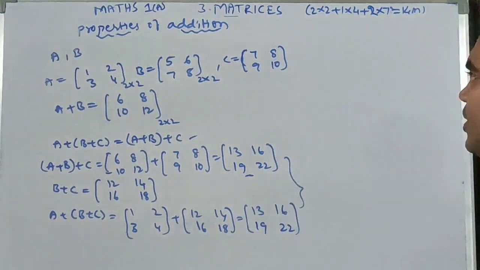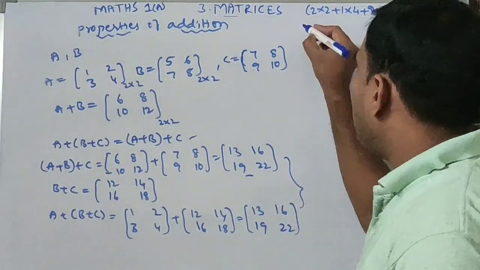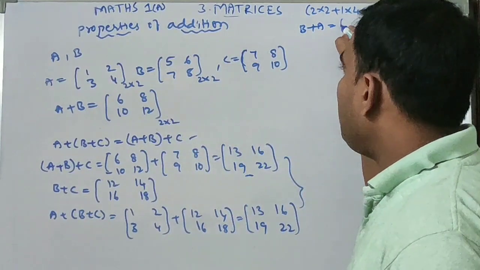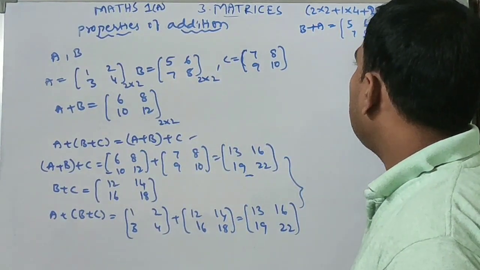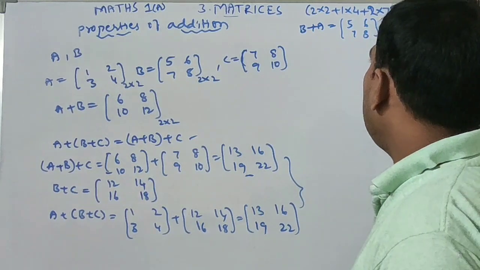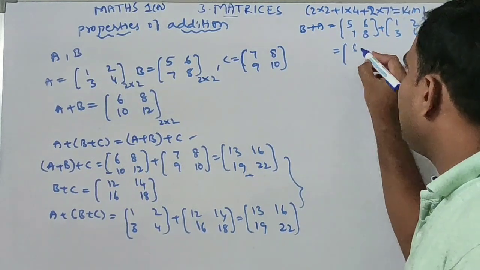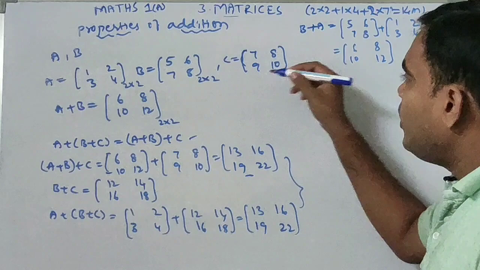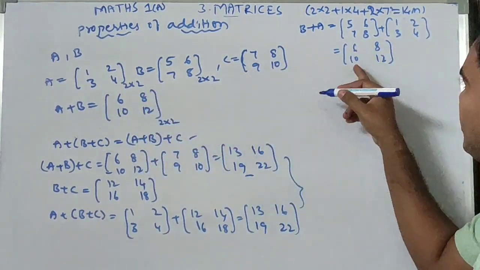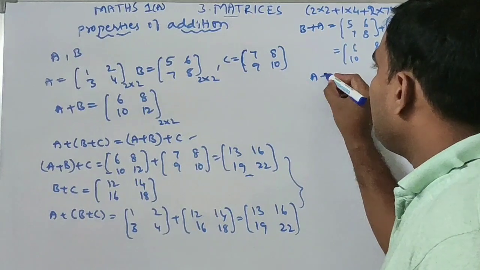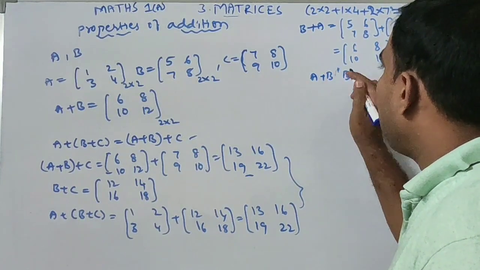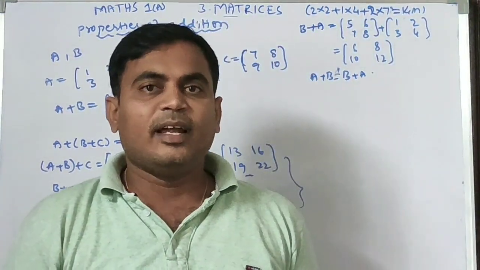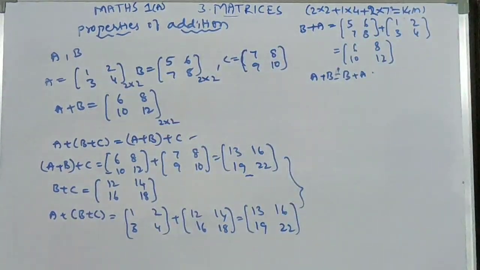Next, the commutative property. We already did A plus B. Now I want to find B plus A. B is 5, 6, 7, 8 plus 1, 2, 3, 4. Adding: 5 plus 1 is 6, 6 plus 2 is 8, 7 plus 3 is 10, 8 plus 4 is 12. So A plus B is 6, 8, 10, 12, and B plus A is also 6, 8, 10, 12. So A plus B equals B plus A. The commutative property is satisfied with respect to addition.